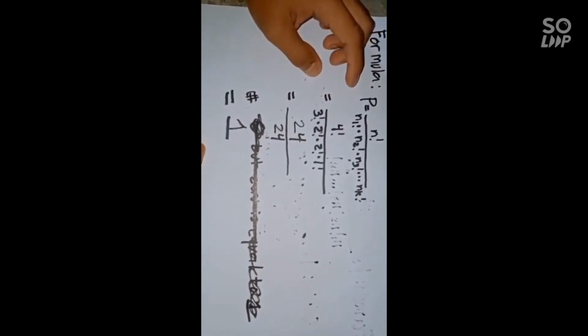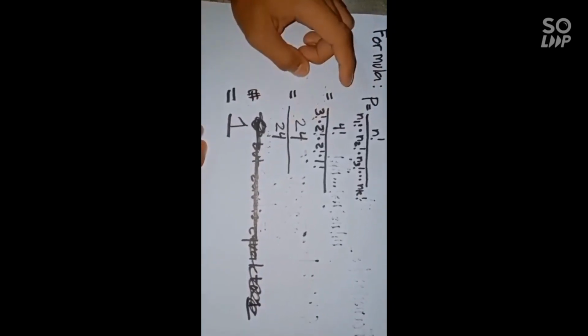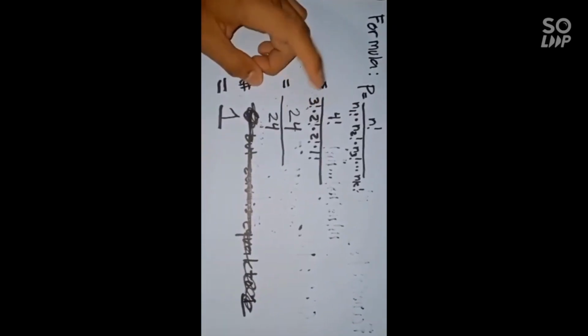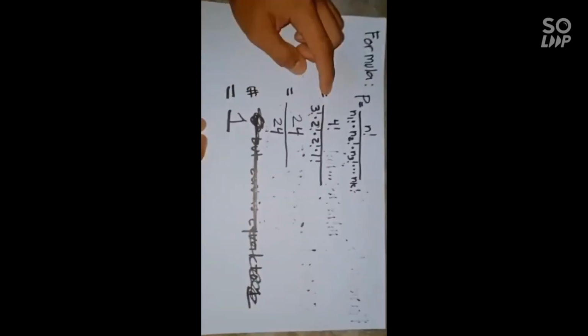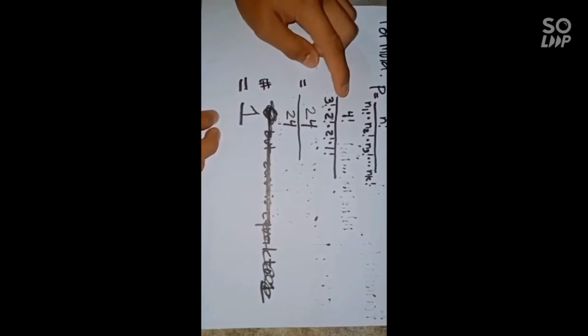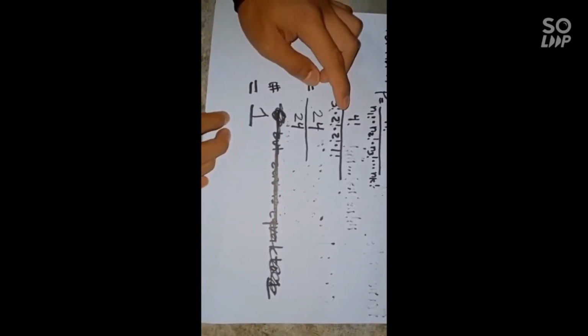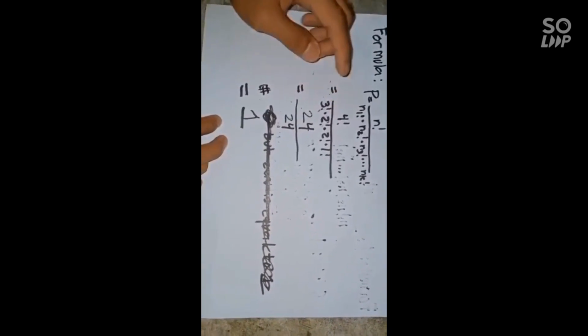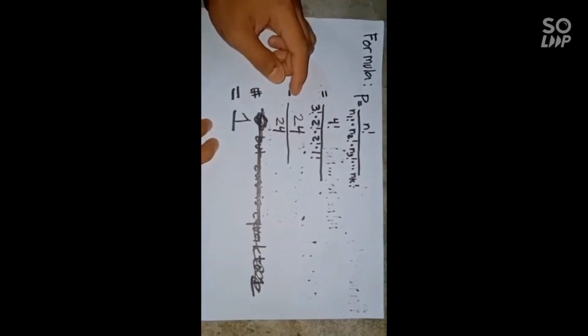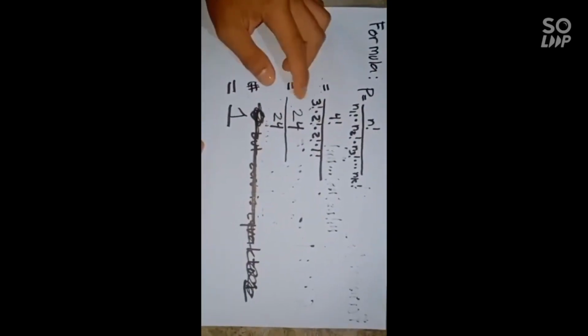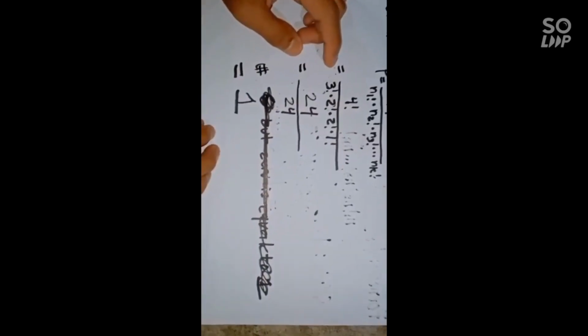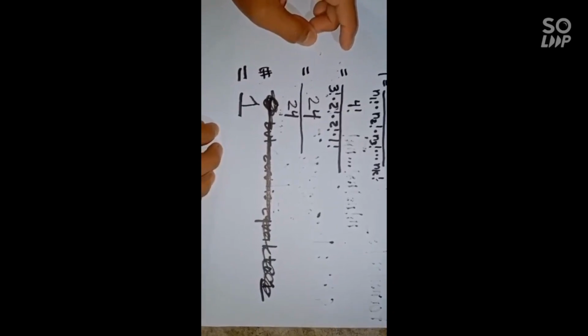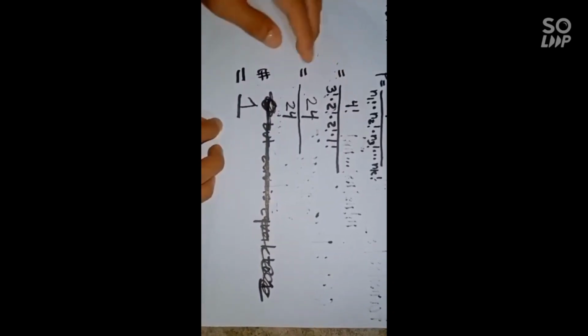The result of 4 factorial is 24, and the result of 3 factorial times 2 factorial times 2 factorial times 1 is equal to 24. So we divide 24 by 24, and we get 1.